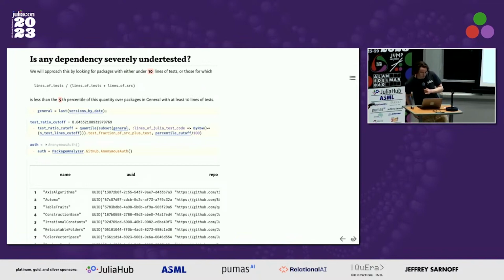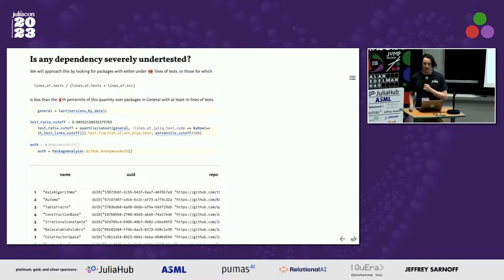OK. We can also try to understand if any of our dependencies are severely under-tested. This might be concerning to us if we want to count on all of our dependencies working correctly. So in this example analysis, we're going to look for packages that either have under 10 lines of tests, which seems like maybe that's too few, or packages whose ratio of lines of tests as a fraction of lines of tests plus lines of source is smaller than the 5th percentile of this quantity over all the packages in General with at least 10 lines of tests.